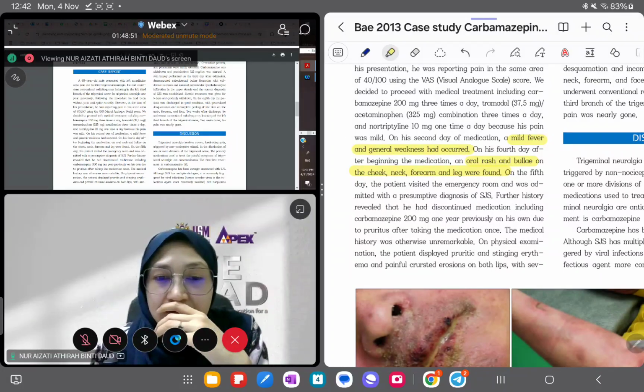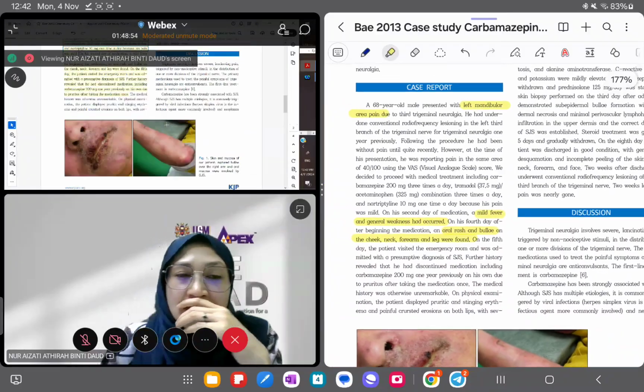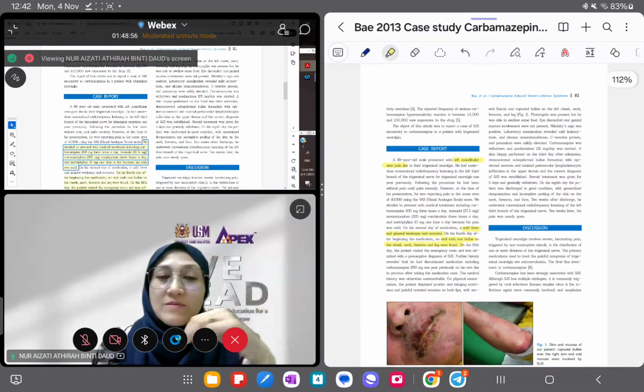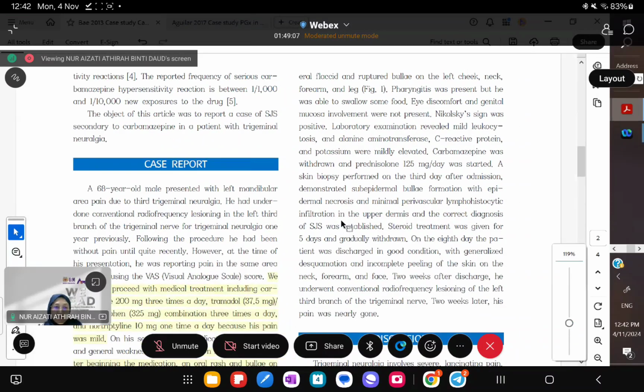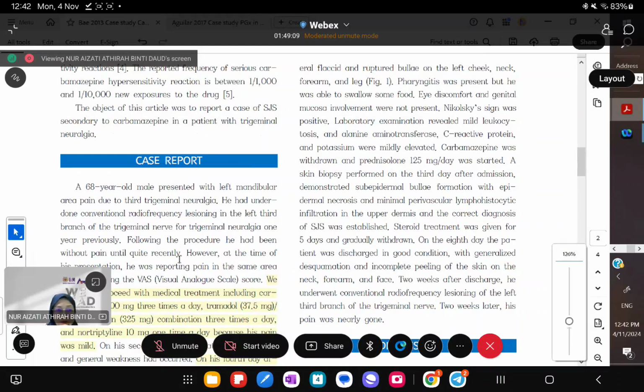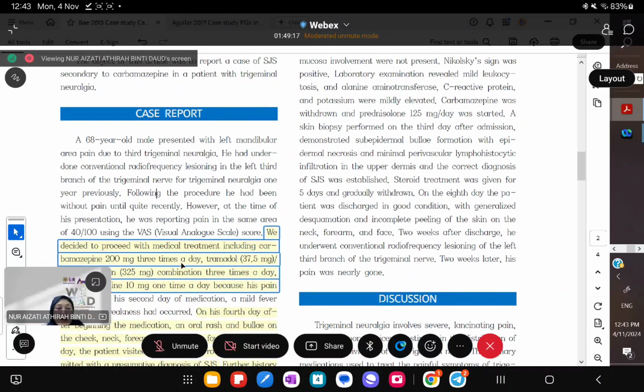Okay, so this case: a 68-year-old male presented with left mandibular area pain due to trigeminal neuralgia. He had undergone conventional radiofrequency lesioning. This patient has trigeminal neuralgia and was treated with carbamazepine 200 milligram 3 times a day, tramadol/acetaminophen combination 3 times a day.